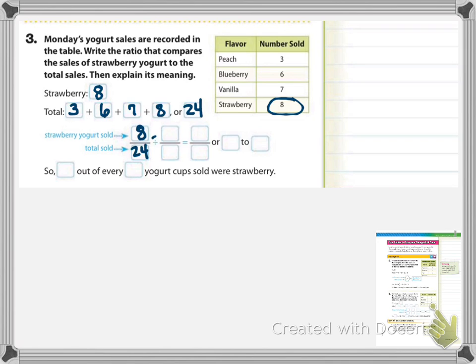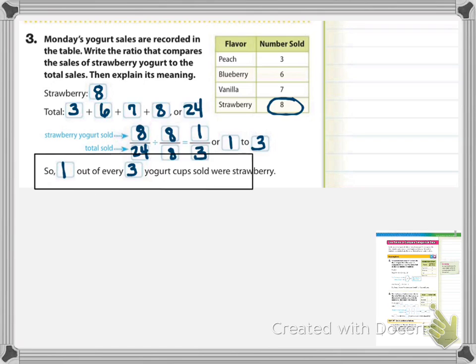Now this division sign right here is asking us to simplify this. So the largest number that goes into both 8 and 24 happens to be 8. So we're dividing both the numerator part and the denominator part by 8. And you end up getting 1 over 3, or 1 to 3. So what that means is 1 out of every 3 yogurt cups sold were strawberry. And there is our explanation again.